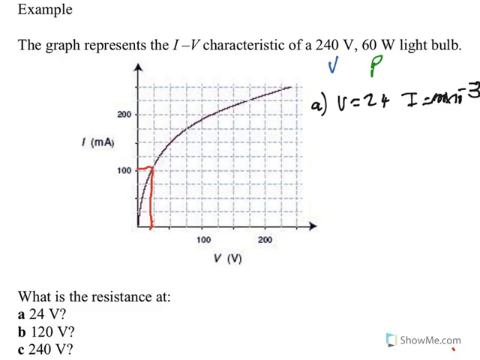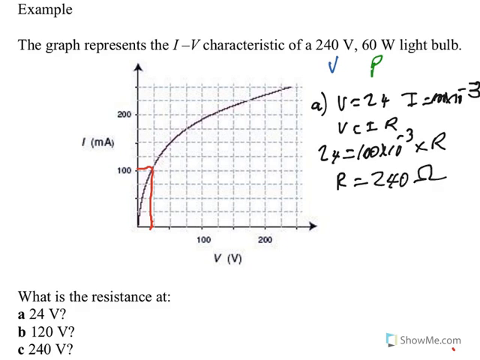Alright, so if we do V equals IR, even though it's not ohmic, we can use that at that point. When we move on to parts B and C, we'll need to make some adjustment, and we'll get to that. So 24 would be 100 by 10 to the minus 3 by the resistance, and then if you divide by 100 by 10 to the minus 3, you will get that the resistance at that time is 240 ohms.